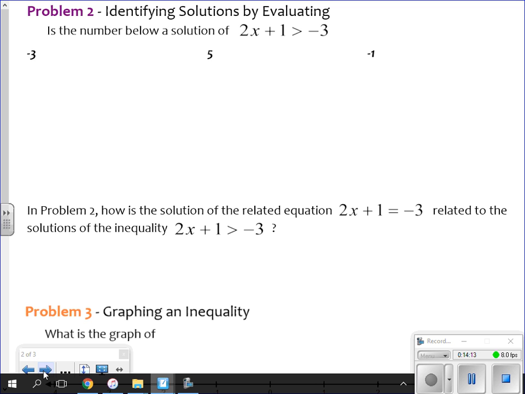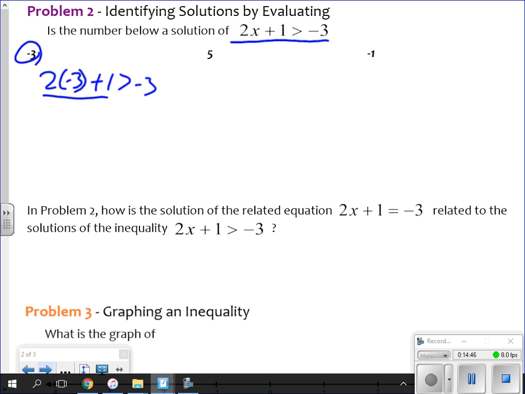So, how do I find out? I take this and I plug it into there. I put it in for x. I take x, replace it with -3. So that means I have 2 times -3 plus 1 greater than -3. And I simplify and see if it's true or not. I'm not trying to solve. I'm trying to simplify. So I'm only working this side of the problem to see what I get.